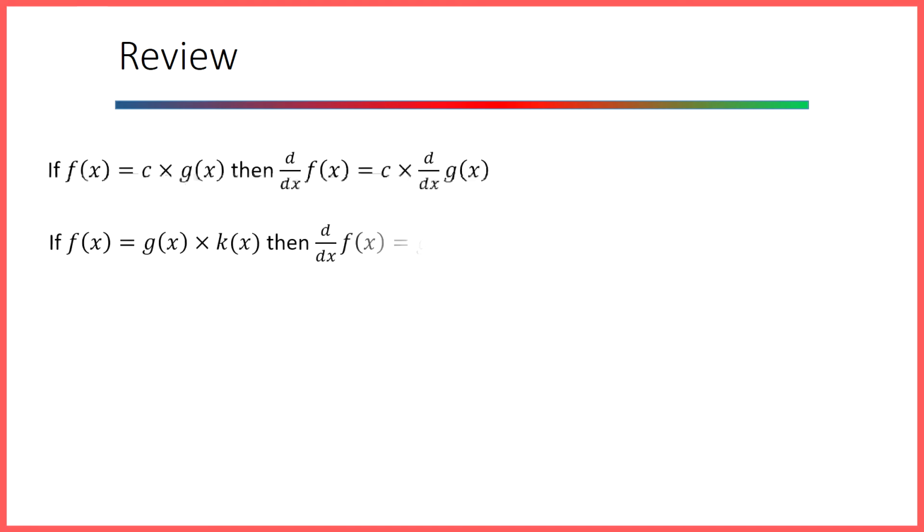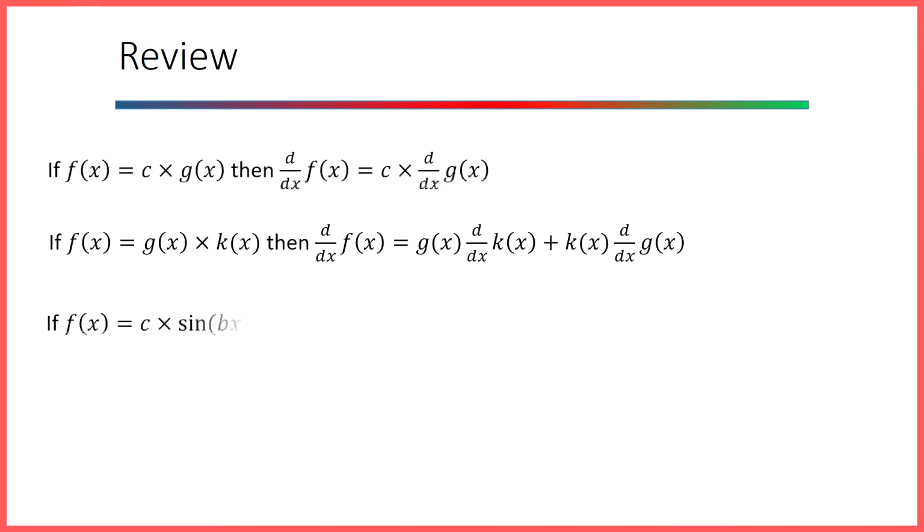Okay, let's review some of the key things that we've learned in this toolbox. First, we learned that if our function is equal to a constant times some other function, then the derivative of our function is simply equal to the constant times the derivative of the other function. Next, we learned that if our function is equal to one function times another function, then the derivative of our function is equal to the first function times the derivative of the second function, plus the second function times the derivative of the first function.